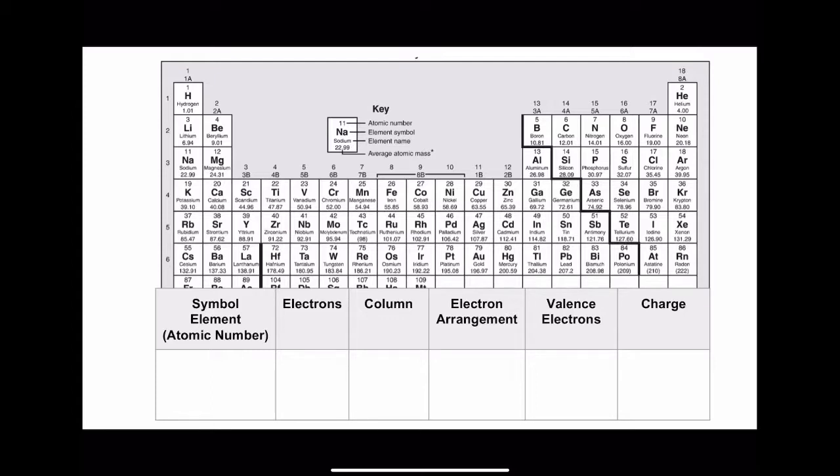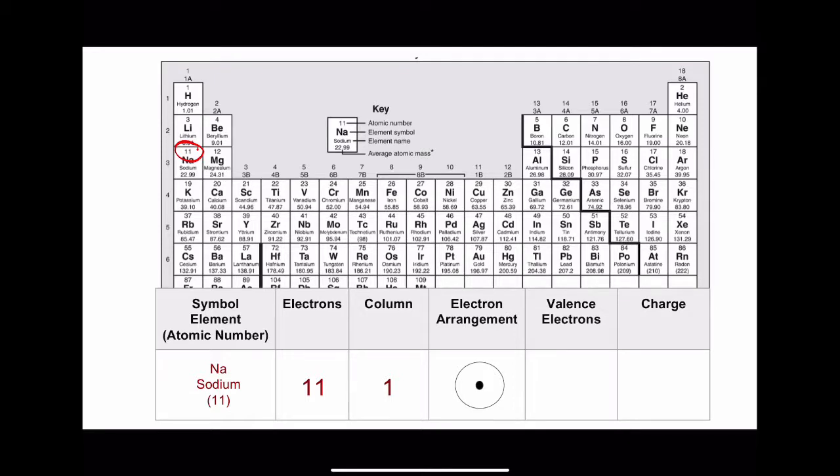So we're starting in the third row, which means now we've added another energy level or another shell onto our atom. So we're at sodium, Na, atomic number 11, which means 11 electrons. We're back in column 1. We've started again on the far left side of the periodic table. For our electron arrangement, we have the inner shell and we have the outer shell.